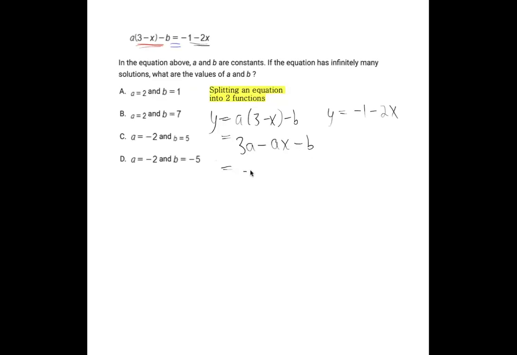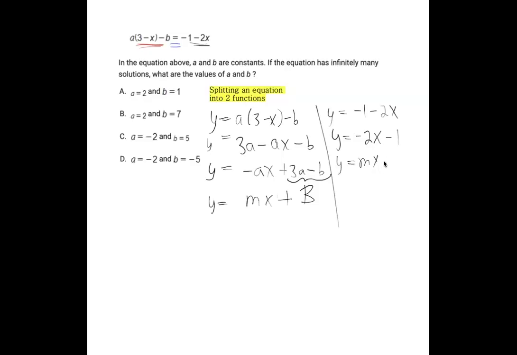Now we'll reorder it: -ax + 3a - b. So believe it or not, we've gotten this thing into an mx + b situation. I used capital B there because it's not the same as the letter b that we have right here. But our slope is -a, and the y-intercept is 3a - b, whatever that is. And here we have something a lot closer to y = mx + b, but we'll just reverse this around. So now we have y = mx + b once again.